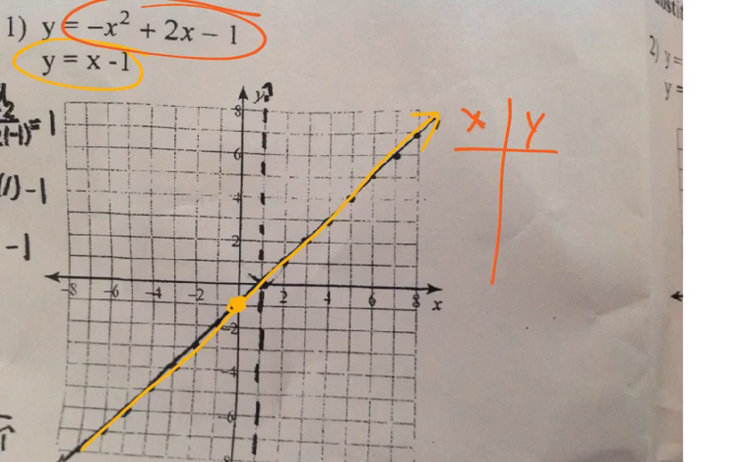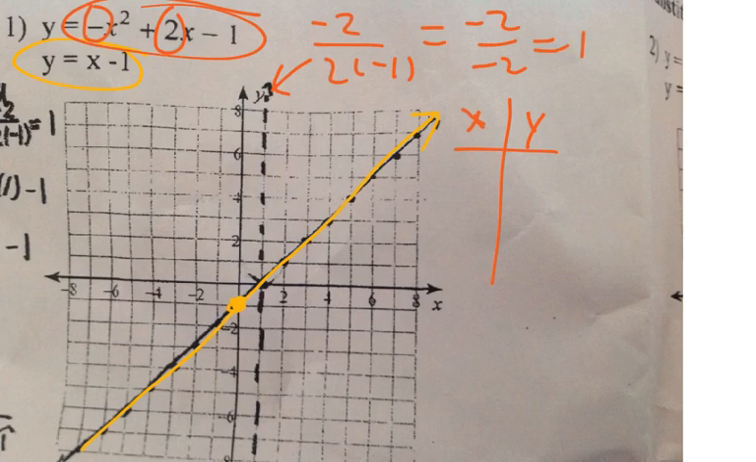Okay, and as you can see, we have the asymptote right here. And the way you find the asymptote is you're going to do the negative of the b. B is at positive 2 over 2 times the a, which is negative 1. You're going to get negative 2 over negative 2, which is positive 1. So the asymptote, you notice, at positive 1, x equals positive 1 is correct.